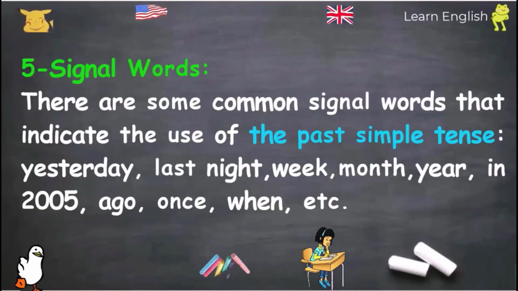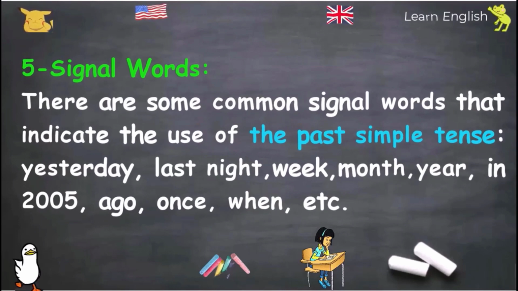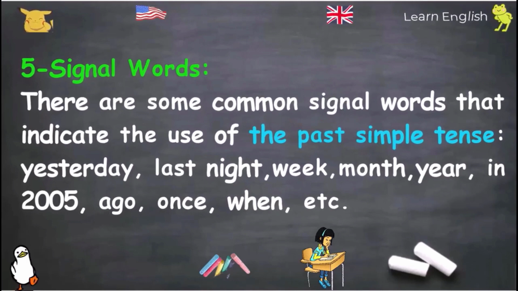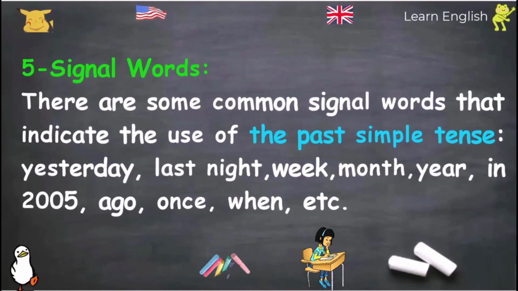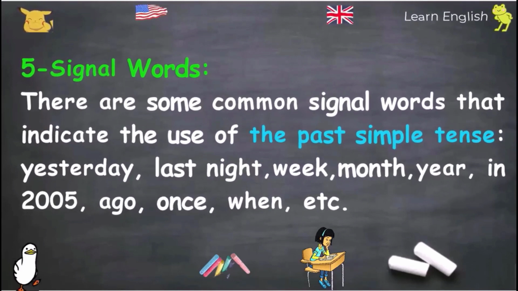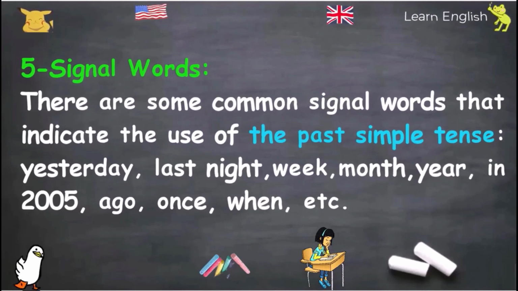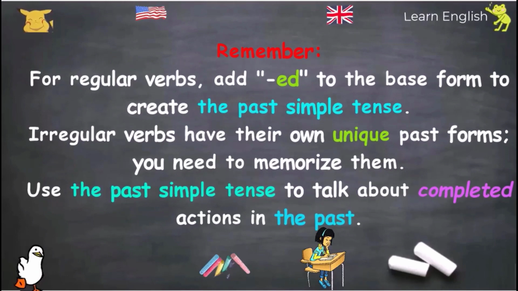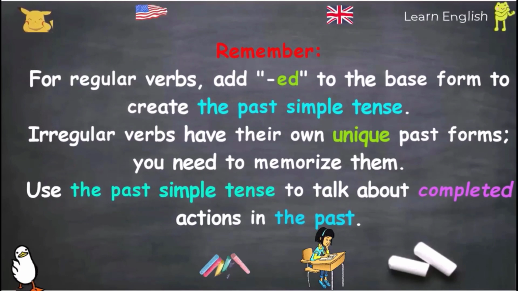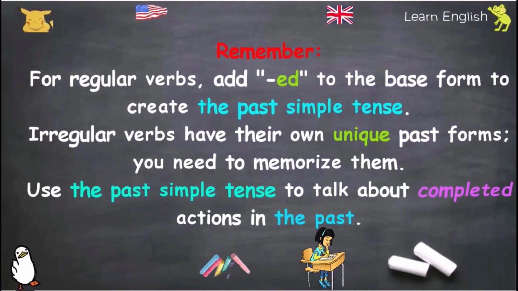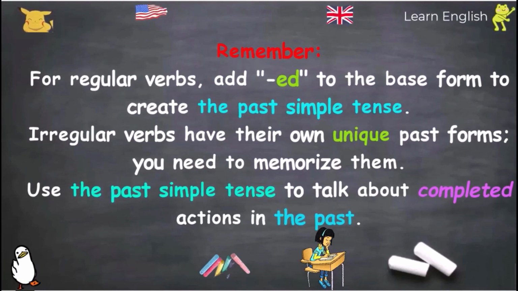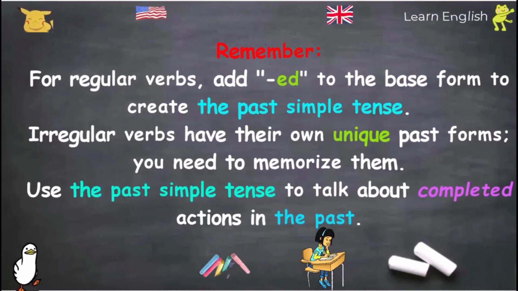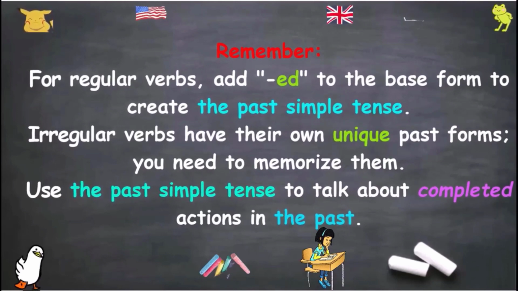Signal words. There are some common signal words that indicate the use of the past simple tense. Yesterday, last night, week, month, year, in 2005, ago, once, when, etc. Remember, for regular verbs, add ed to the base form to create the past simple tense. Irregular verbs have their own unique past forms, you need to memorize them. Use the past simple tense to talk about completed actions in the past.